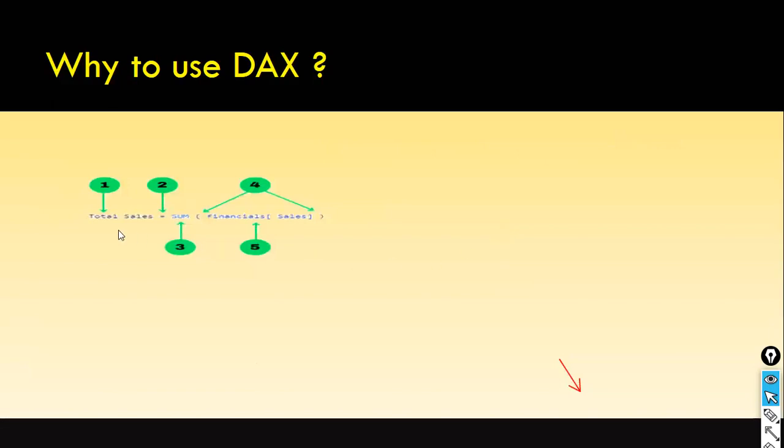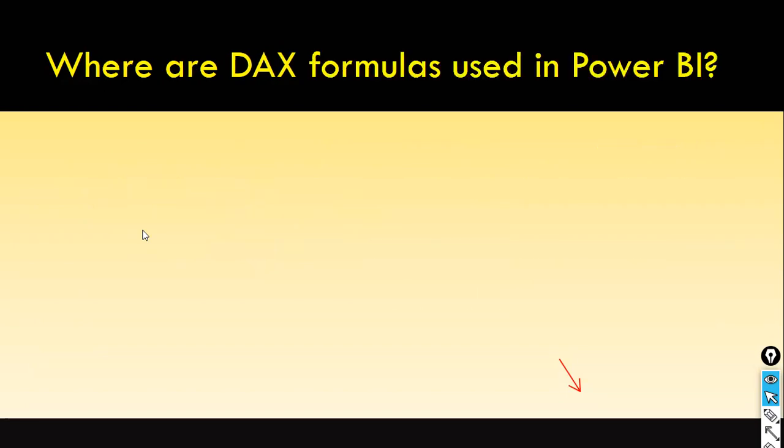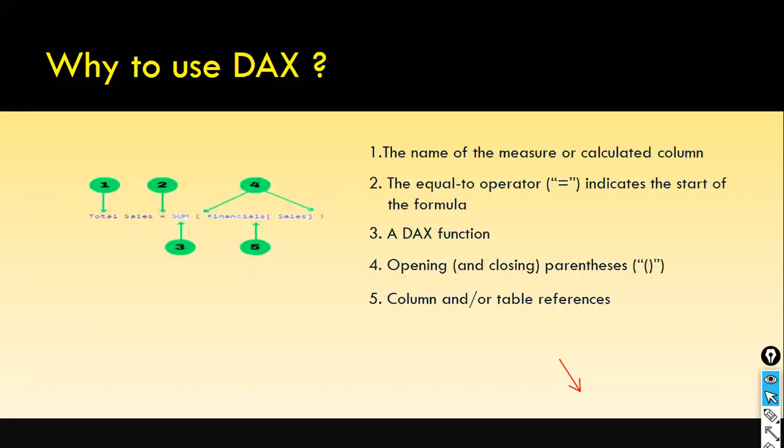So look here, on the left side we can see total sales. On the right side of it we can see the equal sign, followed by sum, and inside that you have the sales column. This total sales is a measure here. Okay, it's a measure.